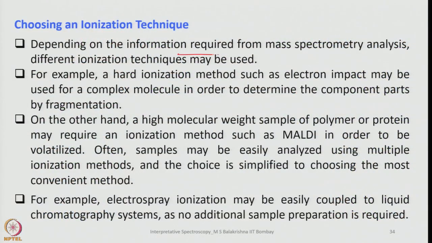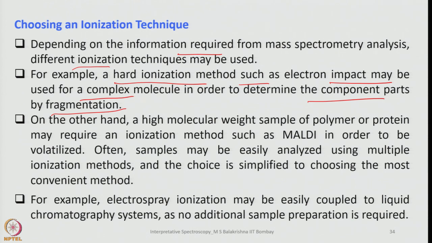And then, how to choose an ionization technique. We have several ionization techniques, so that usually depends upon what information is required from the mass spectrometry analysis. Based on that, one can choose an appropriate ionization technique. For example, a hard ionization method such as electron impact may be used for a complex molecule in order to determine the component parts by fragmentation. If the molecule itself is complex and you are not getting a molecular ion peak, then we have to use hard ionization like electron impact.